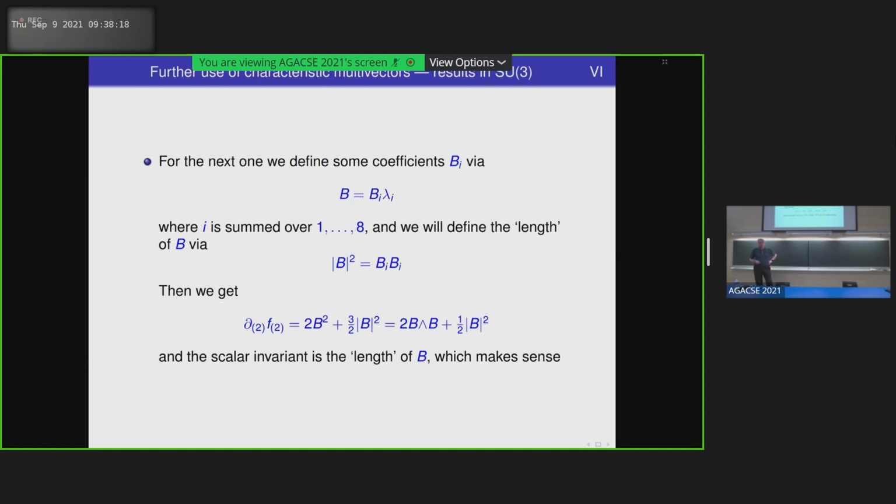For the next one, we're aiming to get to D2F2. And to get to that, I'm going to define some coefficients. I'm going to express B as Bi lambda i, where the i is summed over 1 to 8. So we're expressing it in terms of the equivalents of the Gell-Mann matrices. And we'll say the length of B is Bi, Bi. So if you do that, the second one is this thing here. It's a grade 4 bit, B wedge B, and a scalar bit, half B squared. So they both look very sensible.